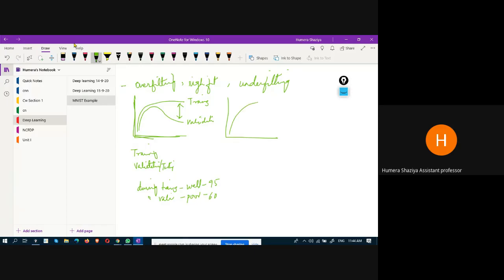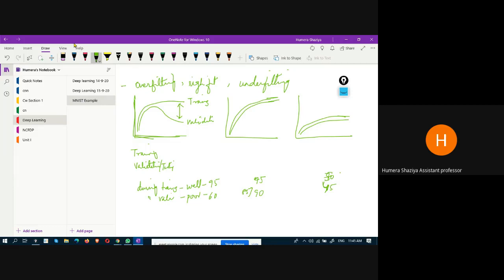Right fit means what? Both are increasing. You see, this is training and this is validation. Only a slight difference. If it is 95%, it can be 90% or 85%, like that. Underfitting: both are giving bad accuracies. Our training gives 70%, this will give 65% accuracy. So both are not good. Or perhaps this gives 50% and this one 45%. It's too bad, very low.